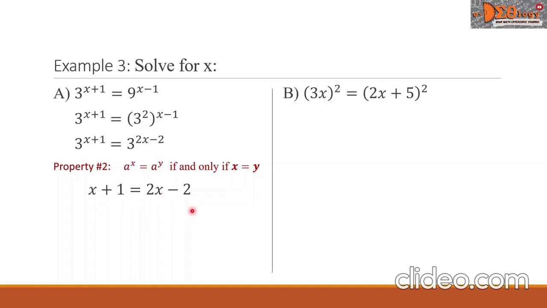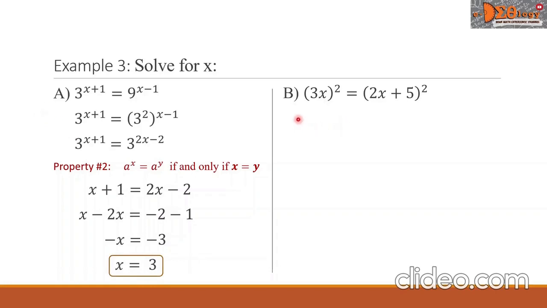Let us solve now for x. This 2x we transpose to the left, the positive 1 we transpose to the right. So we have x minus 2x equals negative 2 minus 1. x minus 2x is negative x. Negative 2 minus 1 is negative 3. We multiply this equation by negative 1 so that the x will be positive. So we have x equals positive 3. This is the answer for problem A.